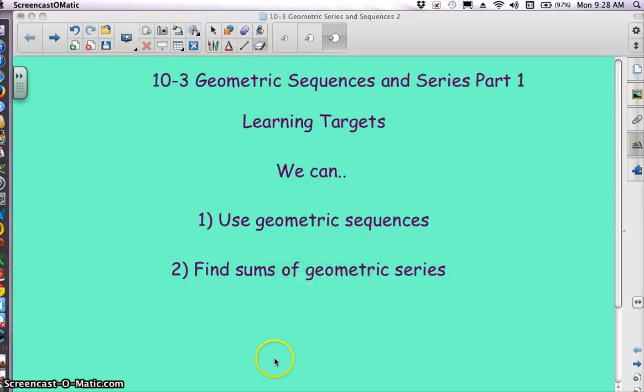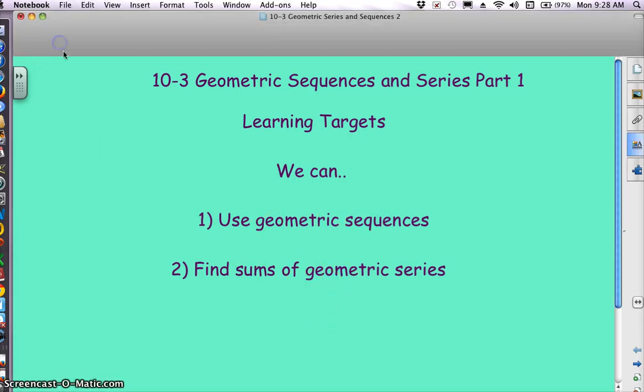Hi Algebra 2 students, we're going to go ahead and start 10.3. We're going to do the first part, which is this first learning target, use geometric sequences. So let's go ahead and get started.